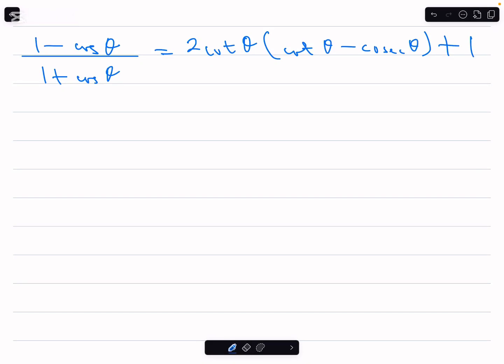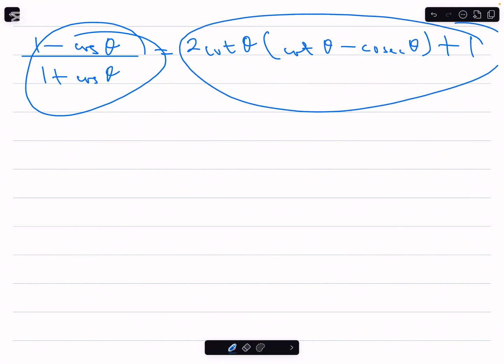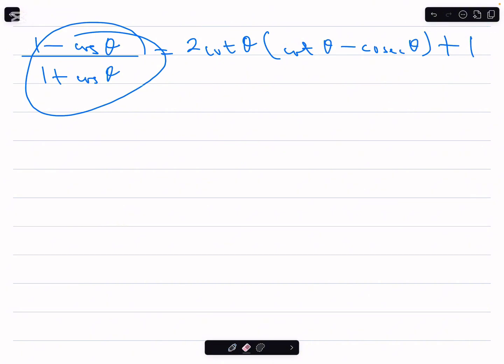How do we prove this trigonometric identity? You can either show that the left hand side is equal to the right hand side, or that the right hand side is equal to the left hand side. I want to show that the right hand side is equal to the left hand side.